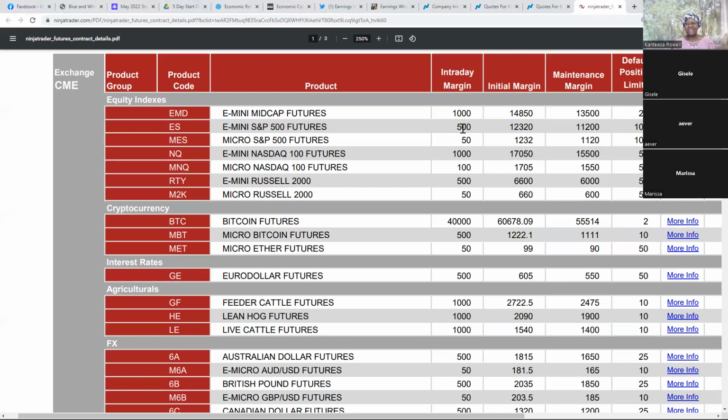Right, because I don't want to start off too big and lose too much, which I don't intend to, but still. I want to be very cautious at the beginning. Can I ask? If I understand her question correctly, she's asking if she wants to fund her account for $500, would she be eligible to trade the E-mini S&P 500 futures if she only has $500 in her account? Is that what you're asking, Marissa?